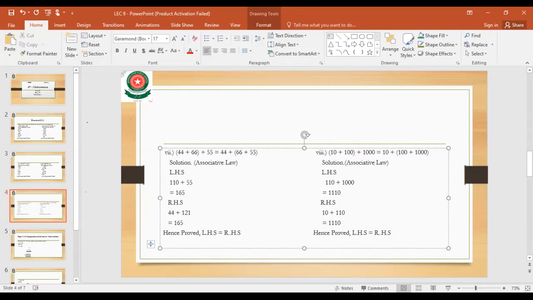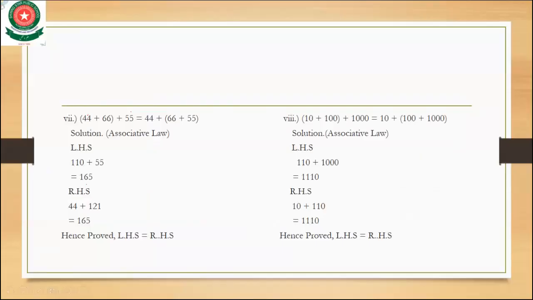This is your associative law. Okay class, why is this associative law? Because it can add three numbers. So first of all, add those numbers which are in the bracket. The bracket numbers are 10 plus 100. So add 10 with 100. The answer will become 110.